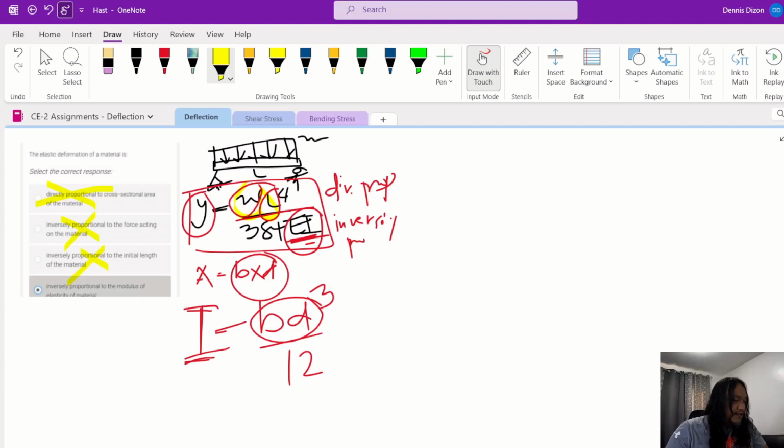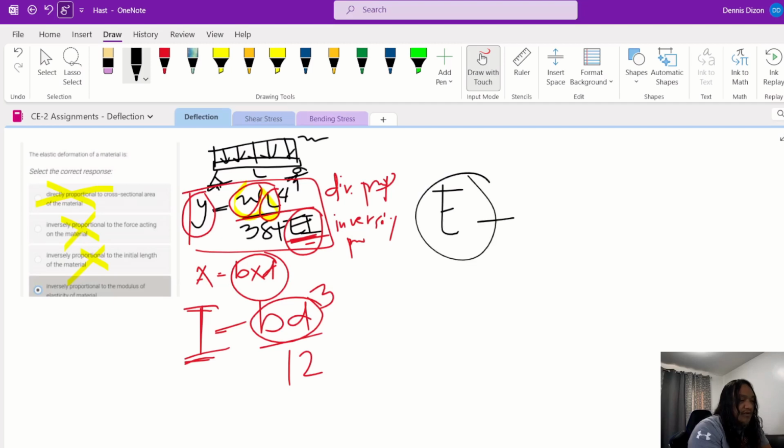Now, our last choice, which is letter D, and the correct one, which is the elastic deformation of a material is inversely proportional to the modulus of elasticity of the material. So modulus of elasticity is your E. So this is the modulus of elasticity of your material. If it is steel, then you have 200 gigapascal. If it is timber, it depends on the timber species.